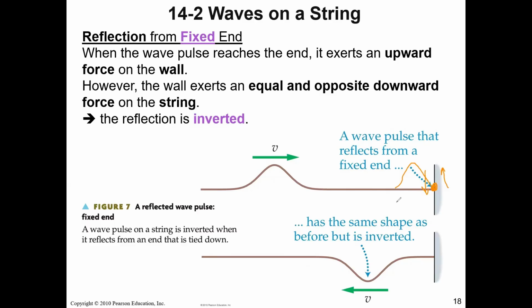With this force, after the wave hits the wall, it will be inverted. The wall gives a force and inverts the wave, and then the wave moves in the opposite direction, away from the wall. This is how a wave goes to the wall and gets reflected. So if there is a fixed end, the wave will be inverted.